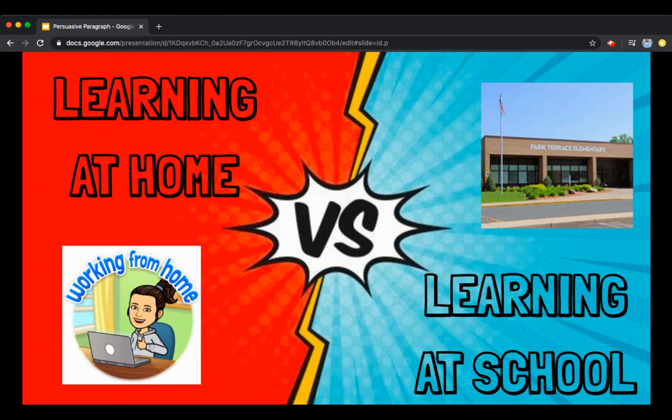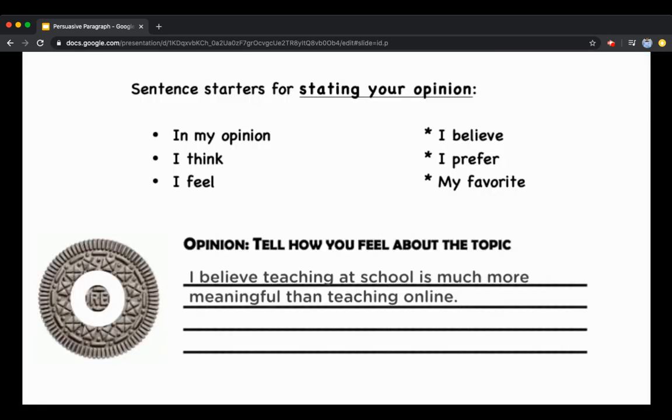Our topic is learning at home versus learning at school. I looked through a lot of your graphic organizers from yesterday where you stated your opinion and you gave your three reasons. However, I noticed that a lot of those graphic organizers didn't include our sentence starters that'll make our paragraphs really, really strong. So I'm going to help you guys add those in today. Here are some sentence starters that you can use when you are stating your opinion and when you are writing your first sentence. In my opinion, I think, I feel, I believe, I prefer, and my favorite.